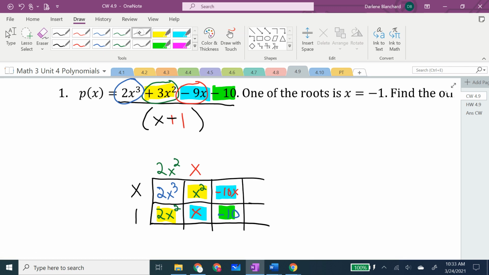And then, hopefully this will work out, x times what is negative 10x? And does that allow me to get that negative 10 there? Yes. Woo!